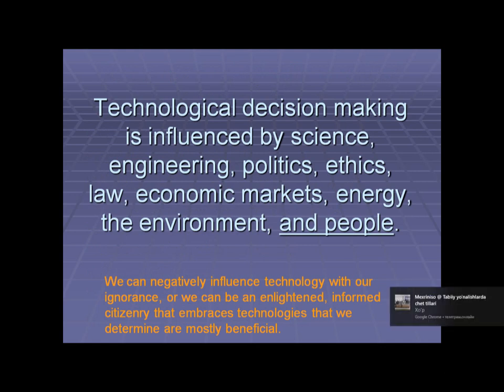Technological decision making is influenced by science, engineering, politics, ethics, law, economic markets, energy, the environment, and people. We can negatively influence technology with our ignorance, or we can be an enlightened, informed citizenry that embraces technologies that we determine are mostly beneficial.